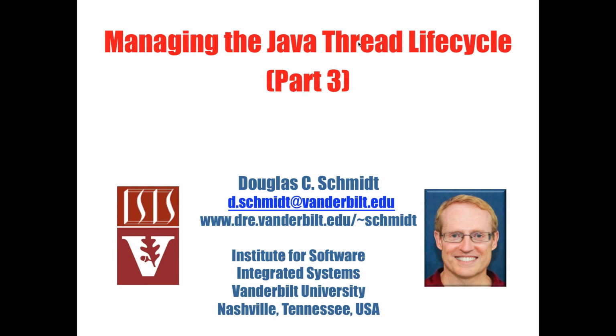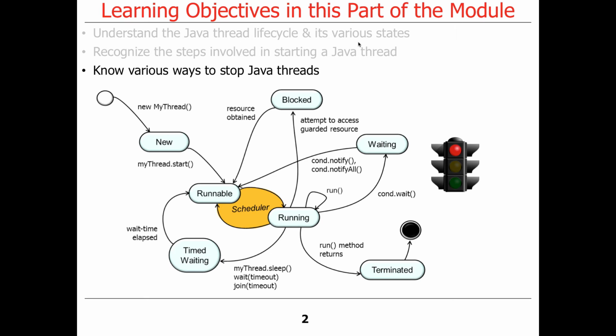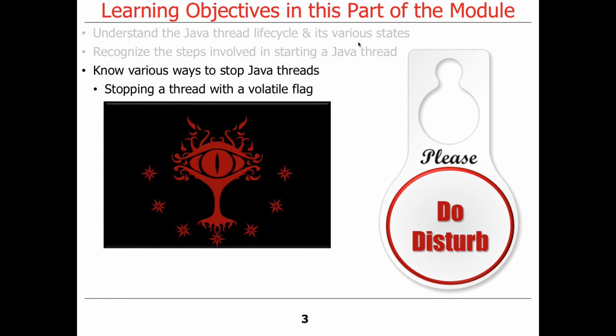So now we're in the third part of this lesson. And what we're going to do here is talk about various ways to stop Java threads. So up to this point, we've talked about ways to start them. And now we're going to talk about ways to stop them, so the other end of the life cycle. And there's a couple of different ways to stop them. The one we're going to talk about here, or at least begin talking about here, is stopping a thread using a so-called volatile flag. And the idea of this flag is to tell this thread to stop. So it's a way of disturbing the thread.